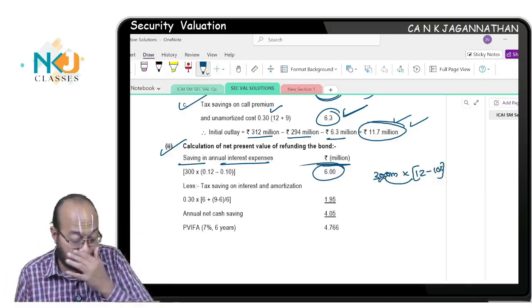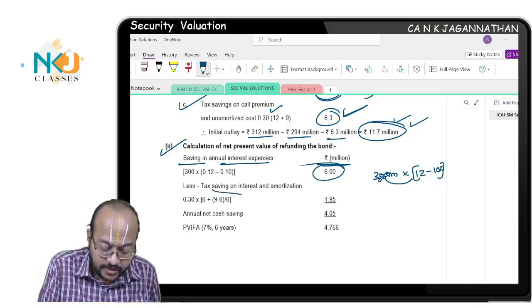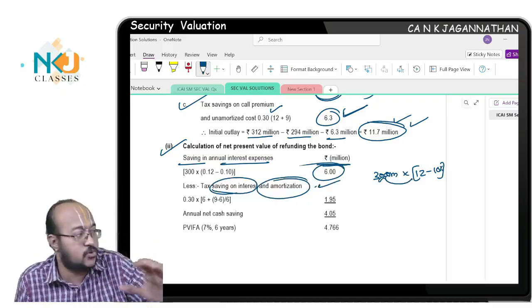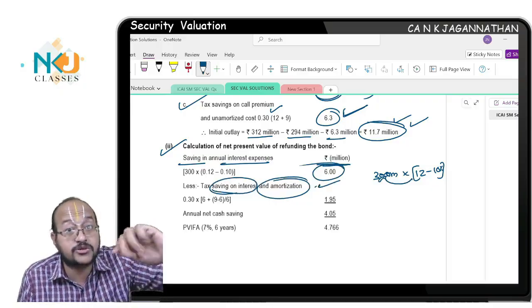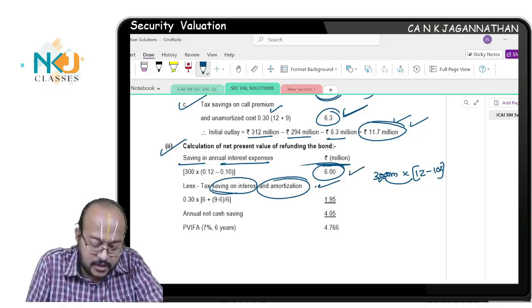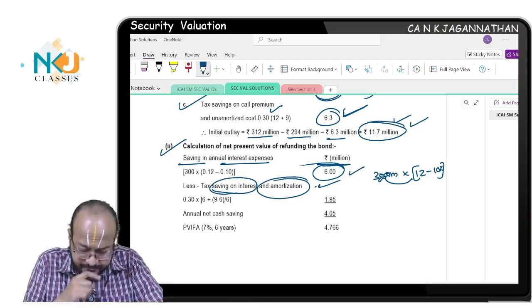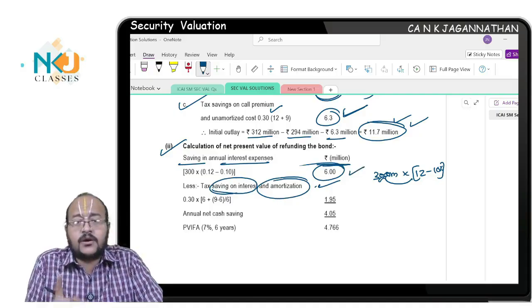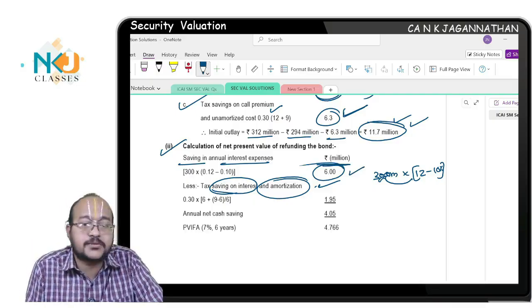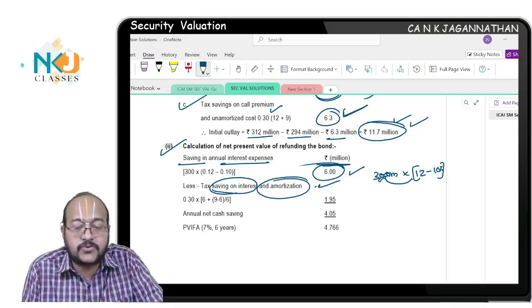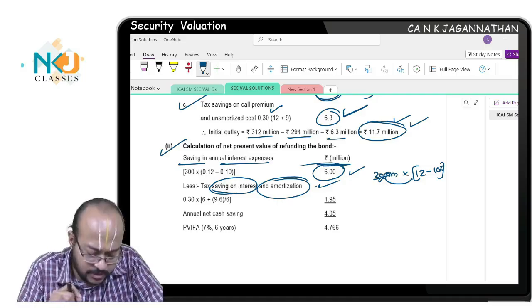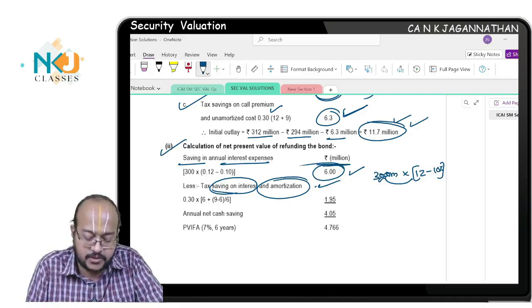Apart from that, see what happens. Now, tax savings on interest as well as amortization will be there. How is this happening? Amortization on new bonds. See what is happening. Very simple. You save 6 million interest now. If this is additional income, this will have corresponding tax expense. How much tax expense will be there? You tell me, children, what will be the tax expense? Very simple, 6 million will be there.